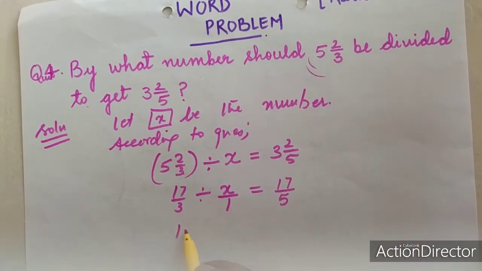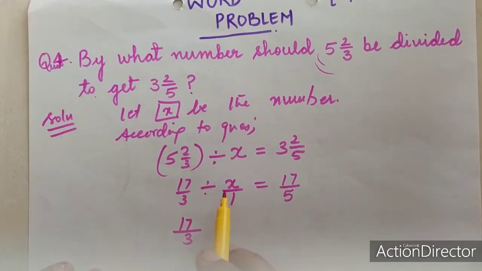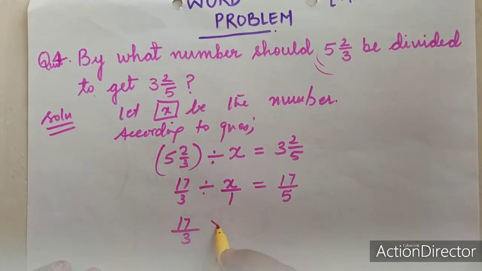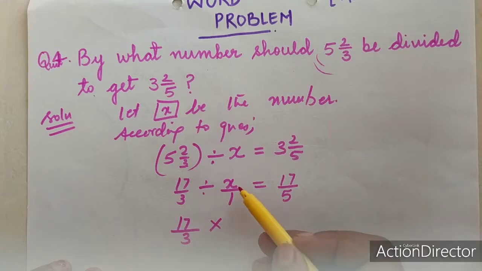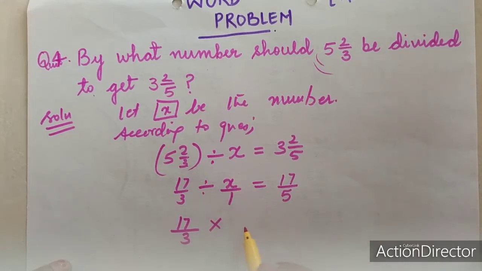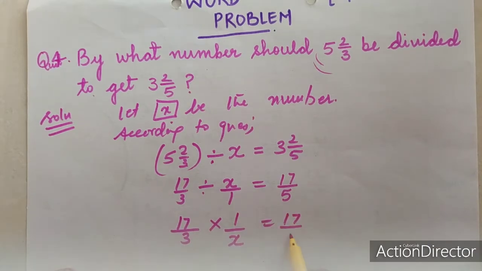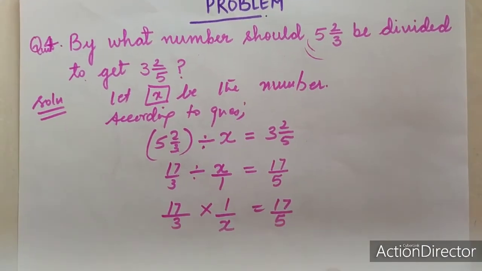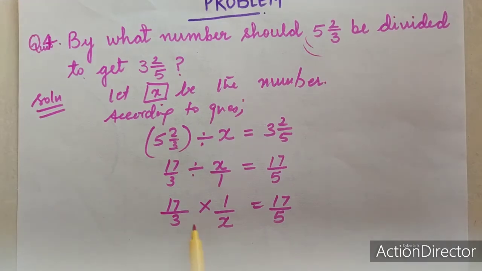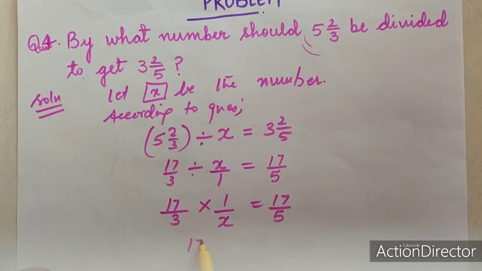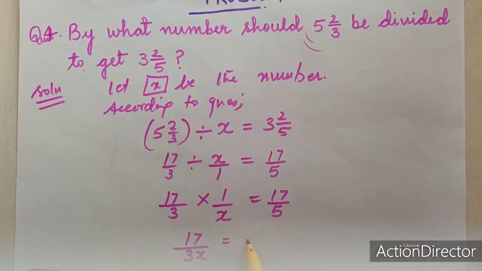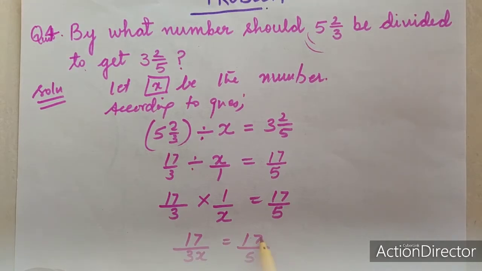Now, as I already told, or as you know very well, 17 by 3 we are writing as it is. Instead of this division sign, you have to change the sign to multiplication. Write this number as its reciprocal. So it is 1 by x, equal to 17 upon 5 as it is. Next, we are going to multiply numerator to numerator, so simply you write 17, and denominator to denominator. That is equal to 17 upon 5.